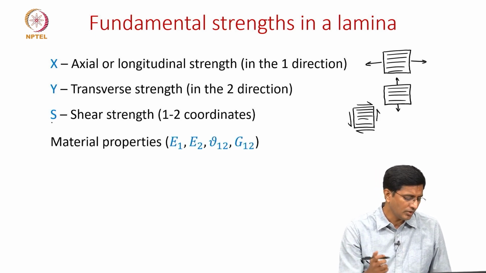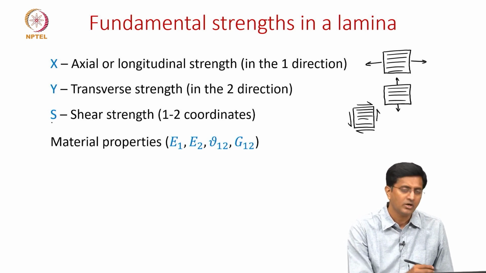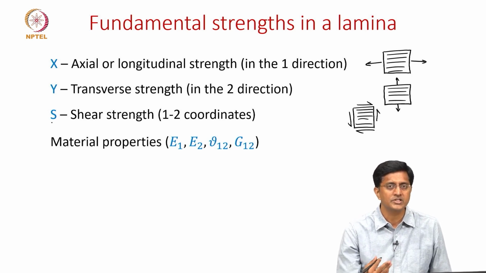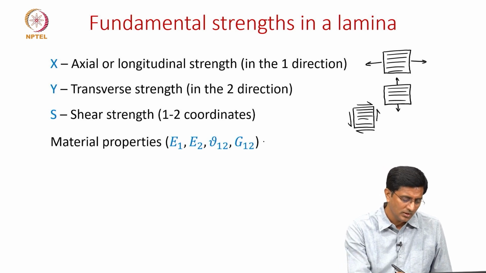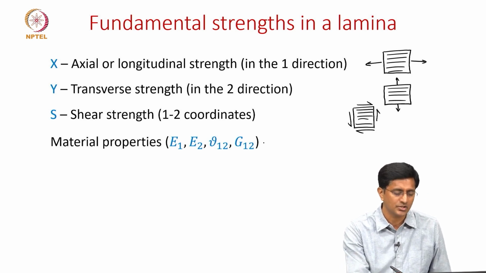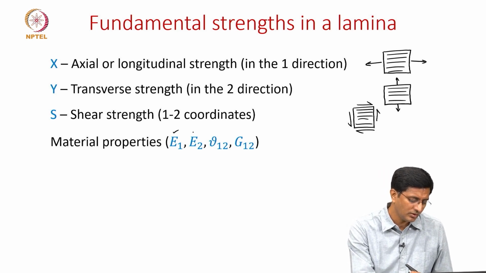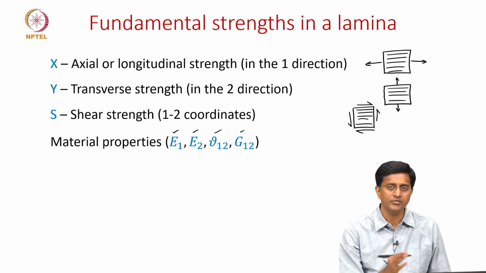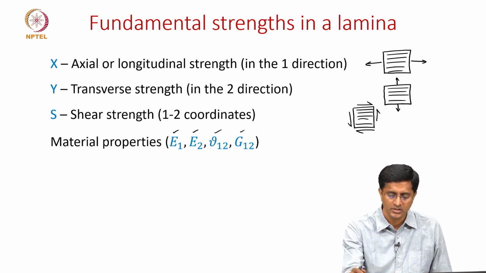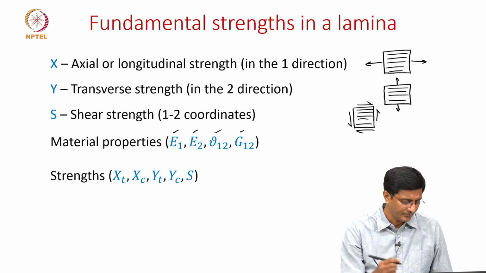So before we go there, we first see the way to define the stiffness of a lamina. We used some engineering constants. Essentially, for a 2D state of stress, we used four engineering constants, which are E1, E2, Poisson ratio nu12, and the shear modulus G12. Similarly, for the strengths, we will have a series of material constants which are shown here.